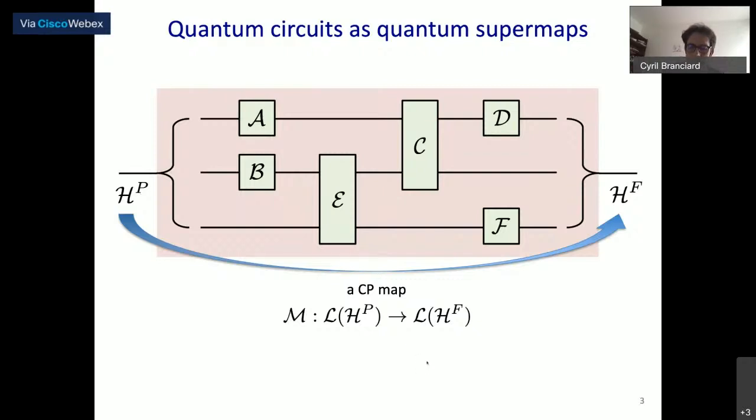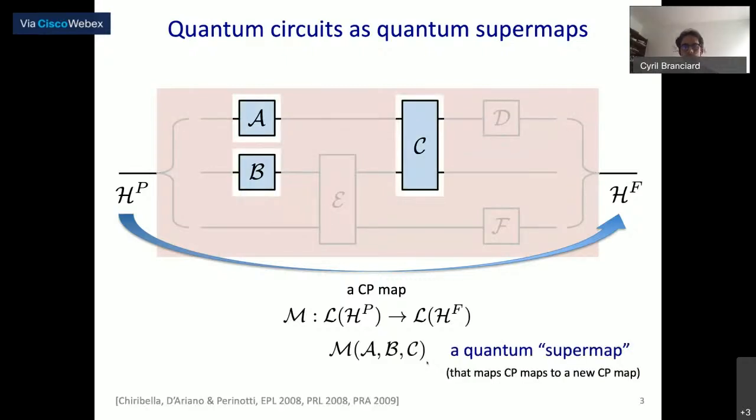And now when we study such circuits, we may consider the case where some of the circuit operations are fixed by the architecture of the circuit, and some of those operations could be free to choose. So it could be free variables. And if we do that, then the effective global map from the past to the future just ends up being a function of those free operations that could be plugged into the circuit. So the resulting map from the past to the future is a function of those operations that we plug in.